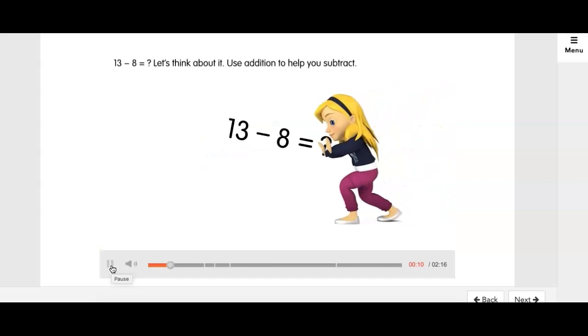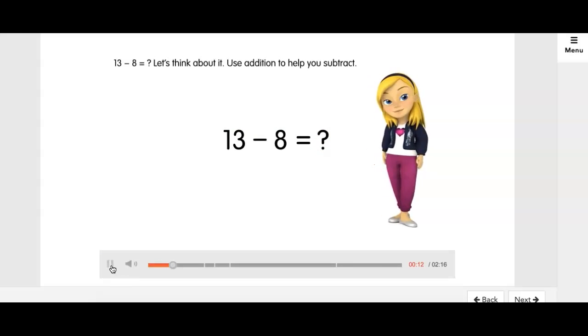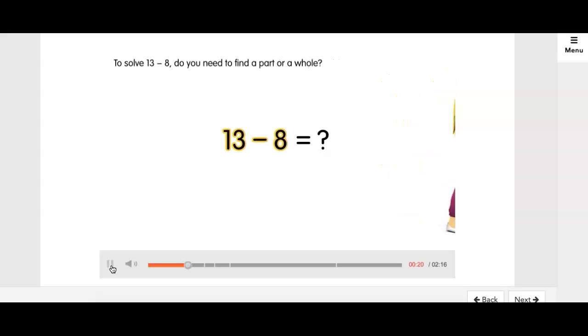13 minus 8 equals... Let's think about it. Use addition to help you subtract. To solve 13 minus 8, do you need to find a part or a whole? You need to find a part. What number is the whole?